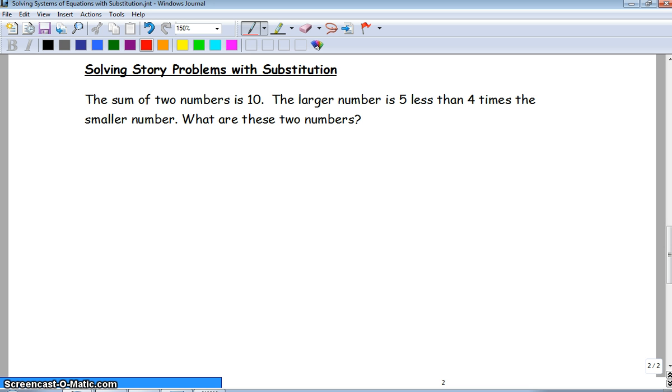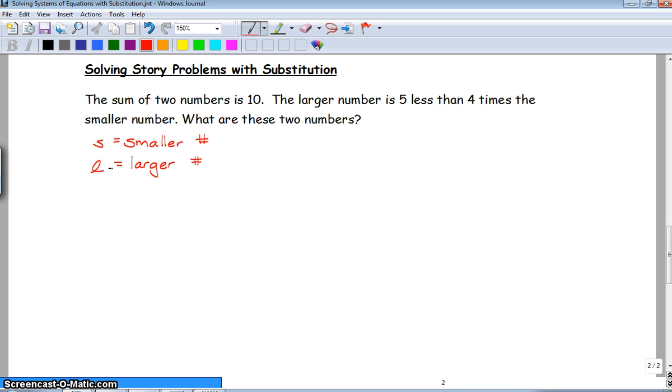So now ask yourself, what does it want me to find? What does it want to know? In this case, it wants to know what the smaller number is, and it wants to know what the larger number is. So I'm going to assign them variables, S and L.